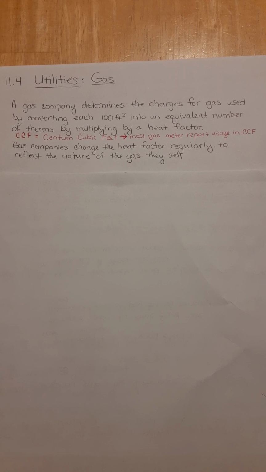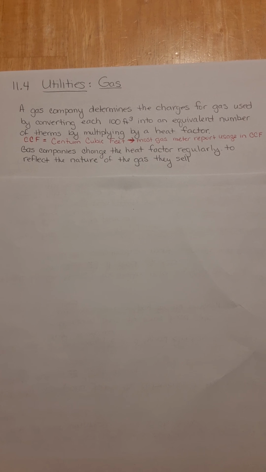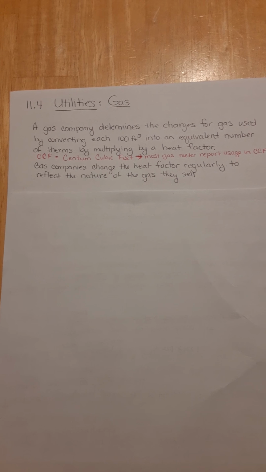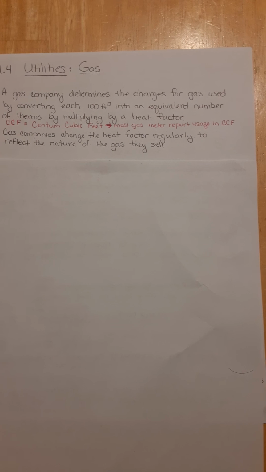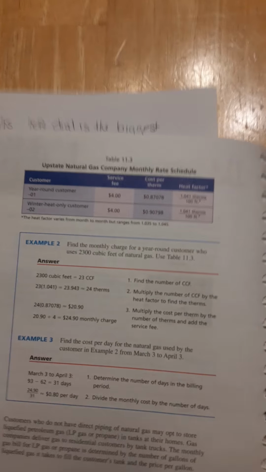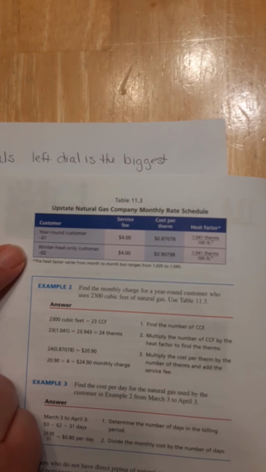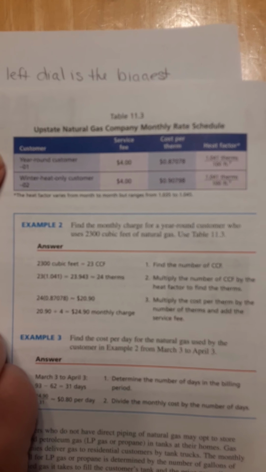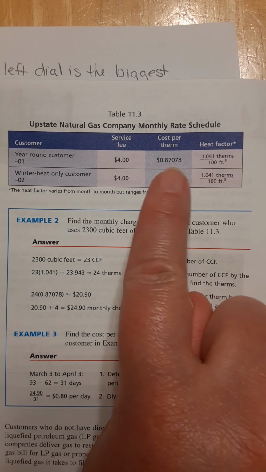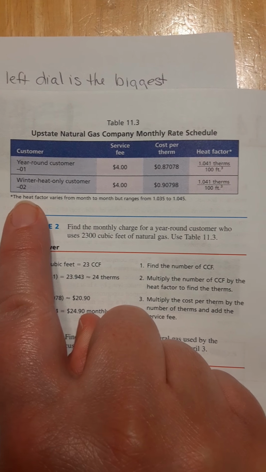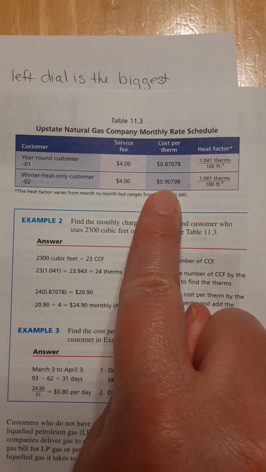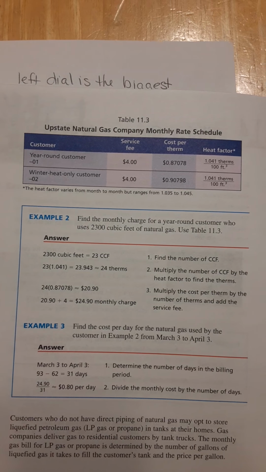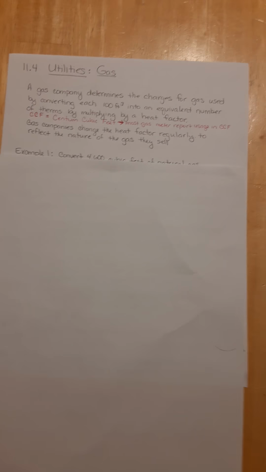So let's get right into our problems here and start working with them so we can understand things. Once again, we're going to be using a chart in our book on page 416 that's going to help us in our examples. I'll go ahead and just show it to you here. It is broken down into two different types of customers. Customers that are year-round have a specific fee and a cost per therm. Or we have customers that only get gas for the winter months, and they have a usage fee along with a different rate. So we're going to have to refer back and forth to this chart on page 416.